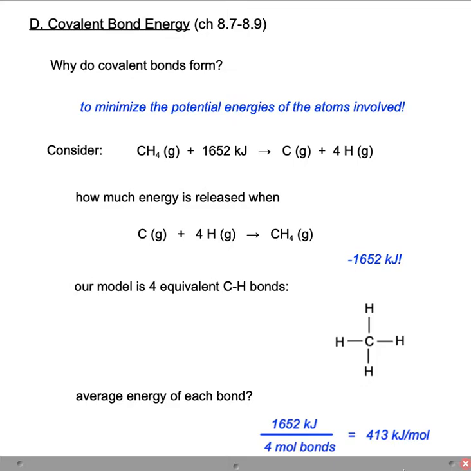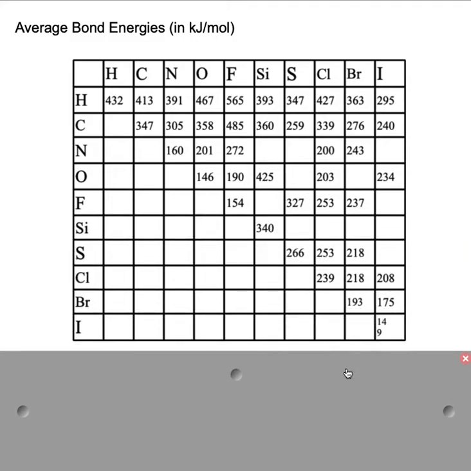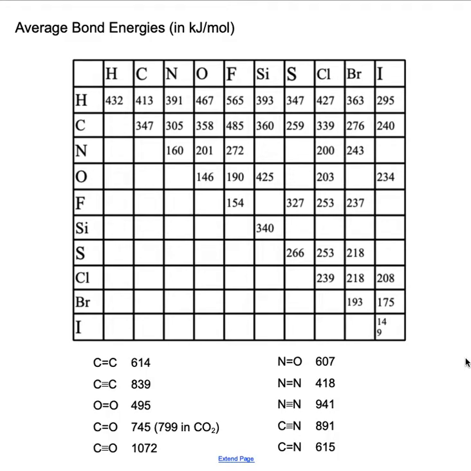Scientists have done lots of experiments like this and tabulated the bond energies of lots and lots of covalent bonds. On the next slide, I will show you a table I created that shows average bond energies in kilojoules per mole for a whole bunch of bonds. The ones in the chart are all single bonds, but I've got down here some multiple bond energies as well.